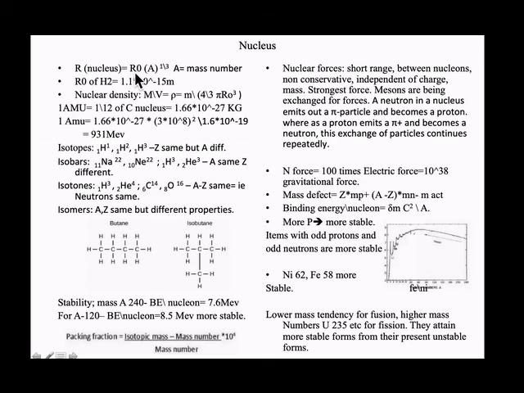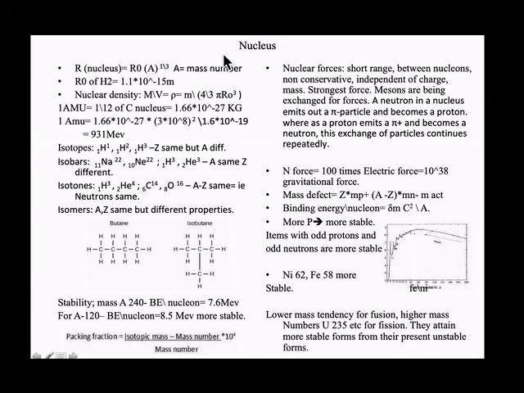So the nuclear radius is R0 into A to the power of 1 by 3. What is A? A is the mass number. So from this we can estimate the nucleus size of any element in the periodic table. You have to take the mass number to the power of 1 by 3 multiplied by 1.1 into 10 to the power of minus 15 meters. So this is the nuclear radius.